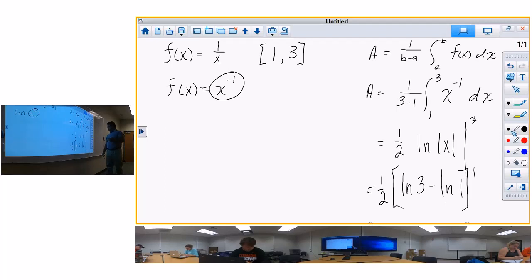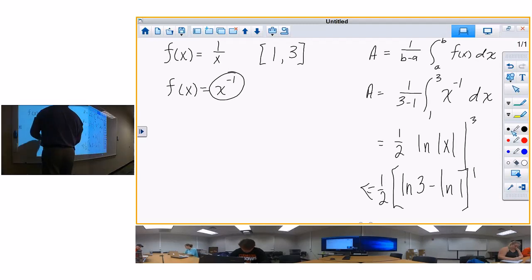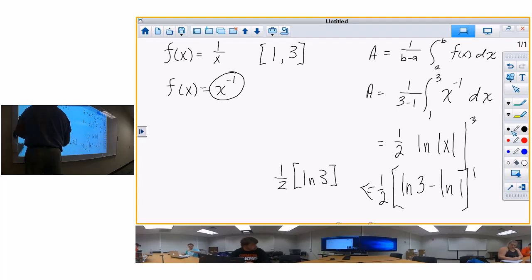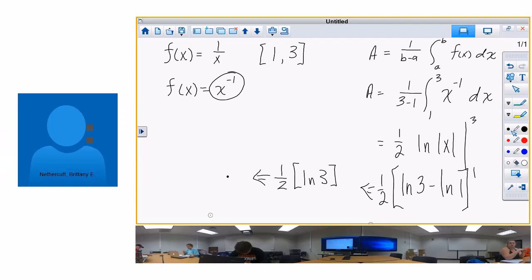I think the natural log of 1 is 0. Is it not? Somebody check me. So that's going to be 1/2 times the natural log of 3. Somebody tell me what that is. 0.55.